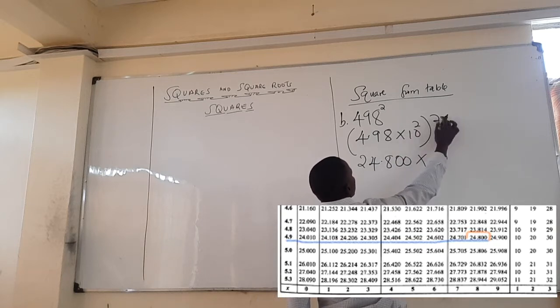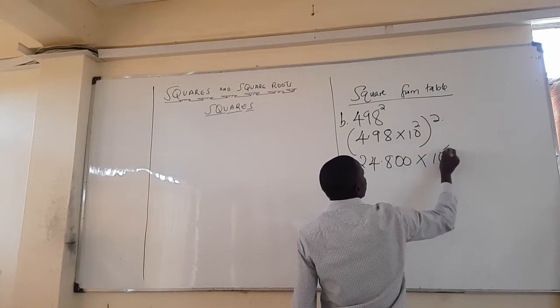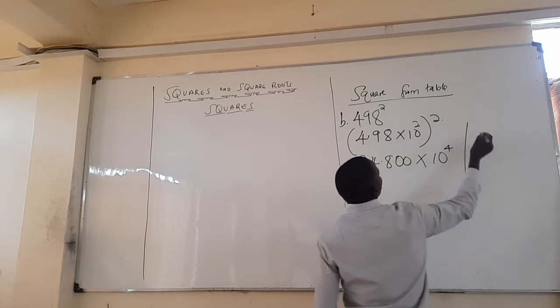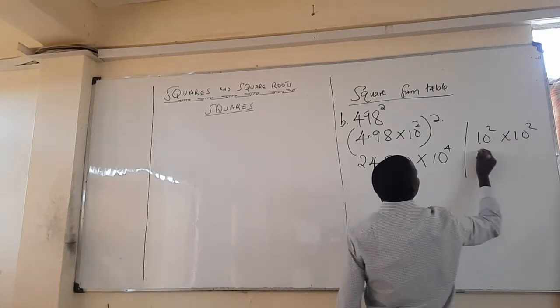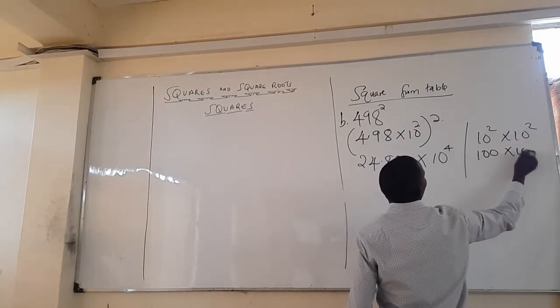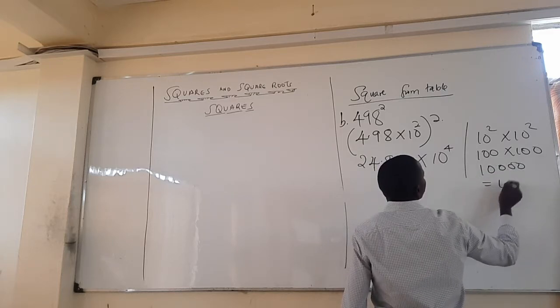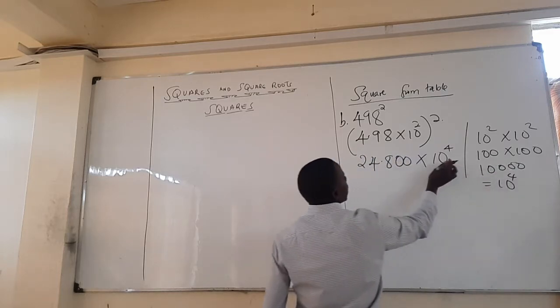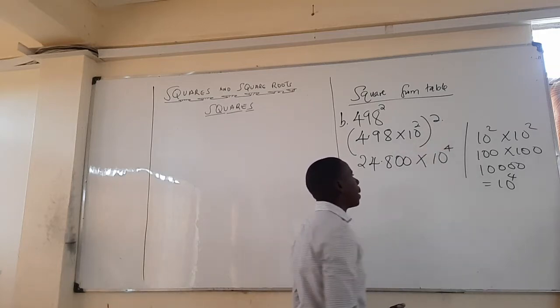10 squared, then we are squaring that one. You multiply the power, 2 times 2, you get 4. In other words, you have 10 squared times 10 squared. This is the same as 100 times 100. And of course, I'm going to get 10,000, which is the same as 10 power 4. That's why you have the 10 power 4 here. So we just multiply the power there.